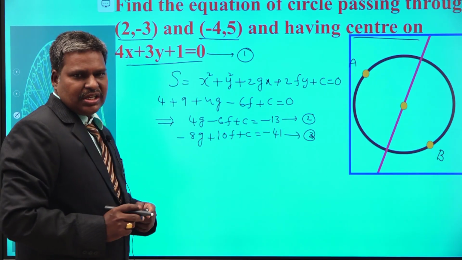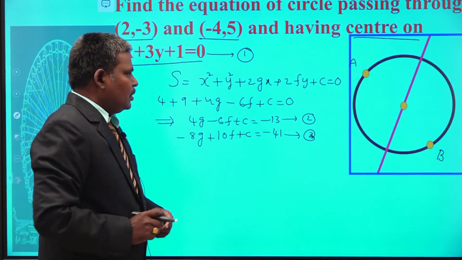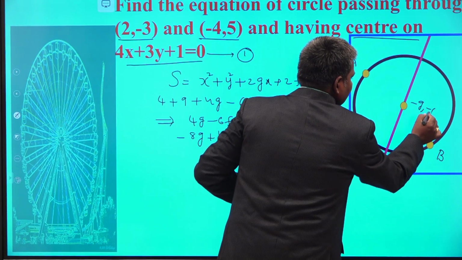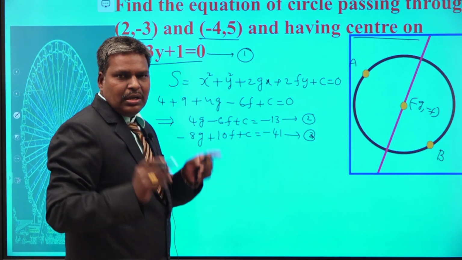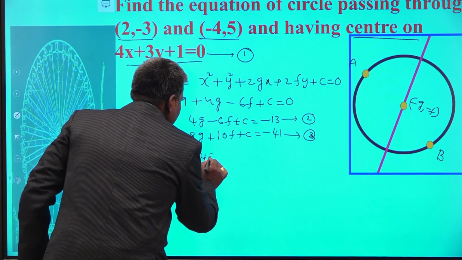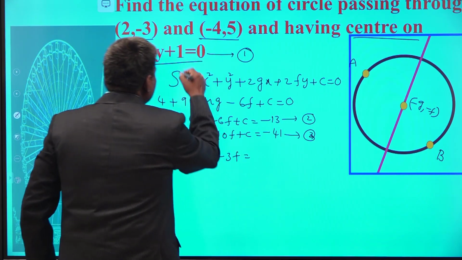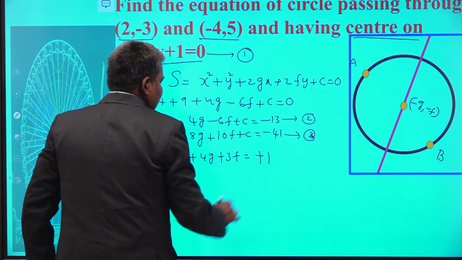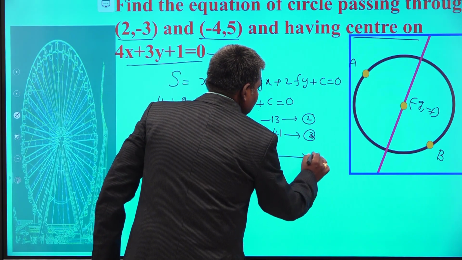These are two equations obtained by substituting these 2 points in your equation of the circle. Now, minus g comma minus f is your center. Am I correct or not? Minus g comma minus f. Substitute minus g comma minus f in this line equation, and we obtain another condition. 4 into minus g, minus 4g, 3 into minus f, minus 3f is equal to minus 1 on the right side. Multiplying on both sides by minus, you get 4g plus 3f is equal to 1. This is equation number 4.